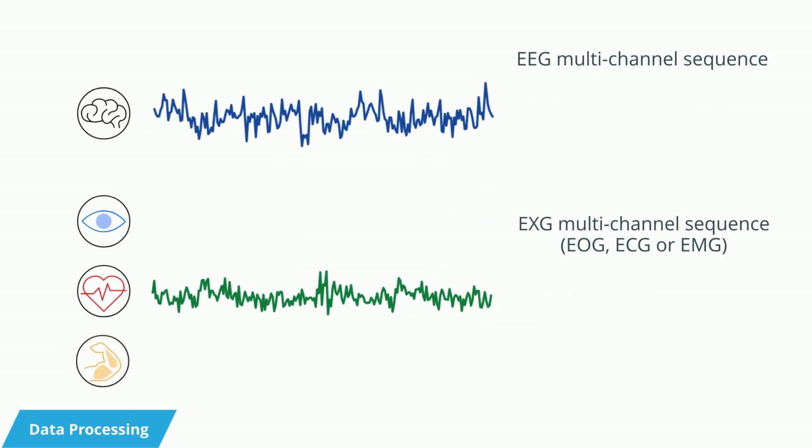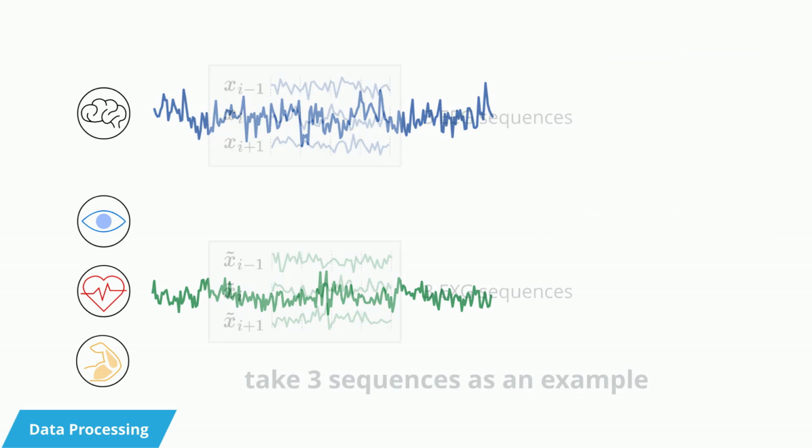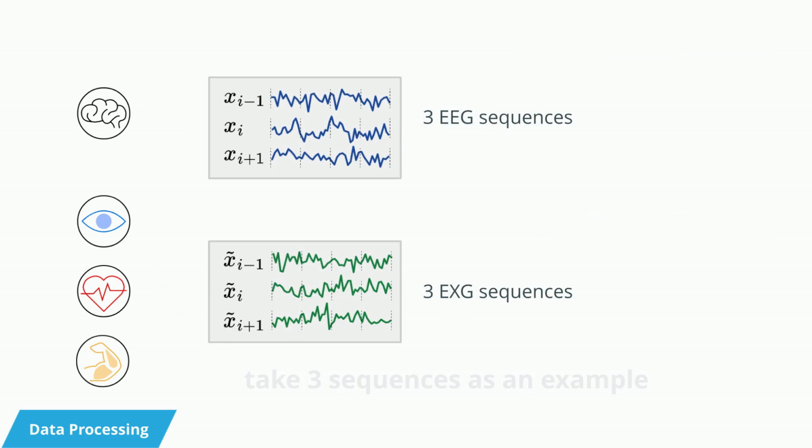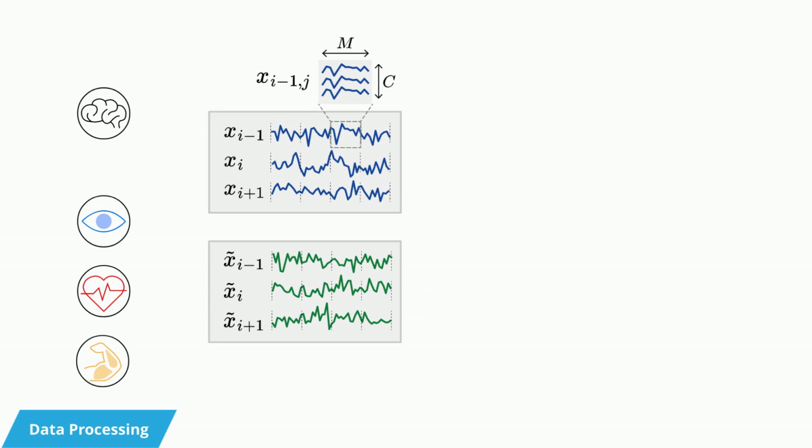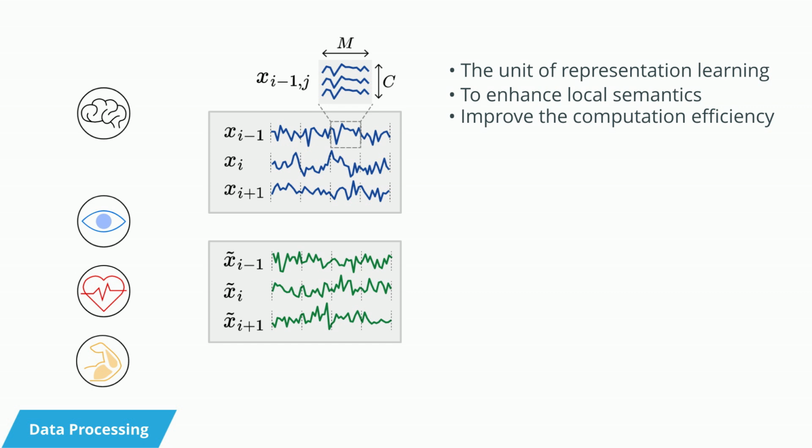EXG. For all EEG and EXG sequences, we select three sequences as examples for demonstration. We divide each sequence into patches of length M with C channels. Each patch serves as the smallest unit of representation learning, aiming to enhance local semantics.